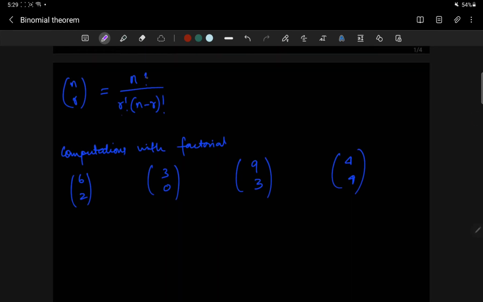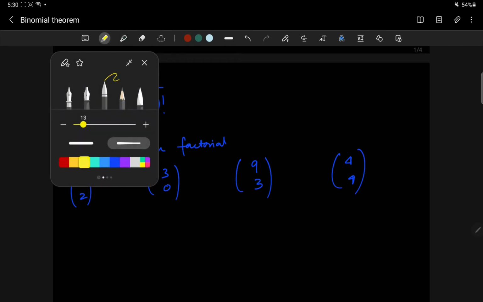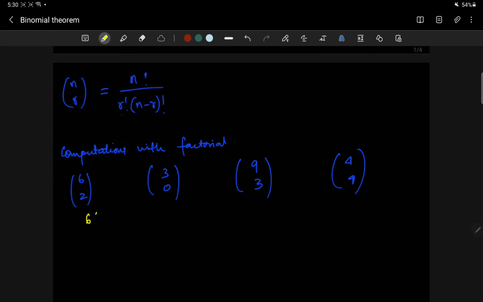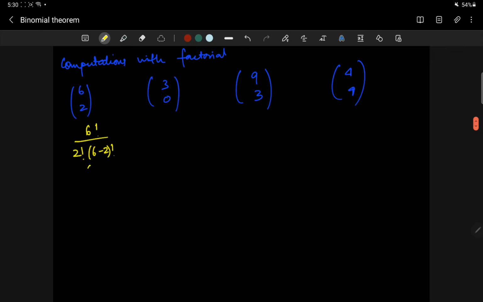So here, just based on the definition that is given, this should be 6 factorial, then 2 factorial, and then 6 minus 2 factorial. So what's that? Let me write one more step here. 6 factorial, 2 factorial, 6 minus 2 is 4. So this is 4 factorial.